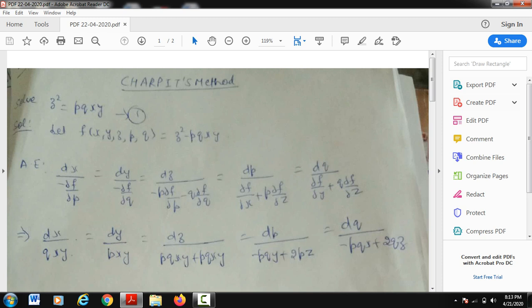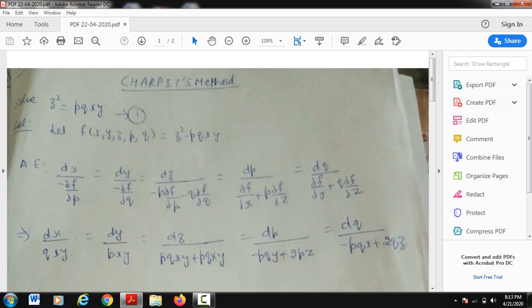After that, as I have told you, the second step is to write the auxiliary equations. So what are the auxiliary equations? The auxiliary equations are dx over minus ∂f/∂p, equals dy over minus ∂f/∂q, equals dz over minus p ∂f/∂p minus q ∂f/∂q, equals dp over ∂f/∂x plus p ∂f/∂z, equals dq over ∂f/∂y plus q ∂f/∂z. These equations you have to learn thoroughly by heart.